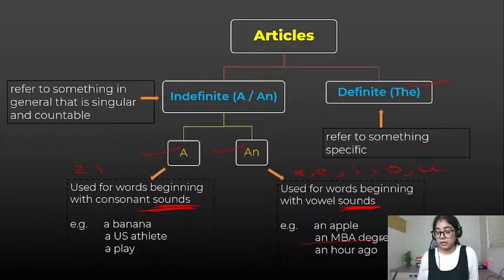For example, look at this one: MBA degree, MCA degree, MLA. All of these words start with a vowel sound, an 'em' sound, which is actually a vowel sound. So although this is a consonant alphabet, the sound is a vowel sound. As per the definition, I must focus on sounds. So it should be an MBA degree, an MCA degree, an MLA, an apple, an orange.